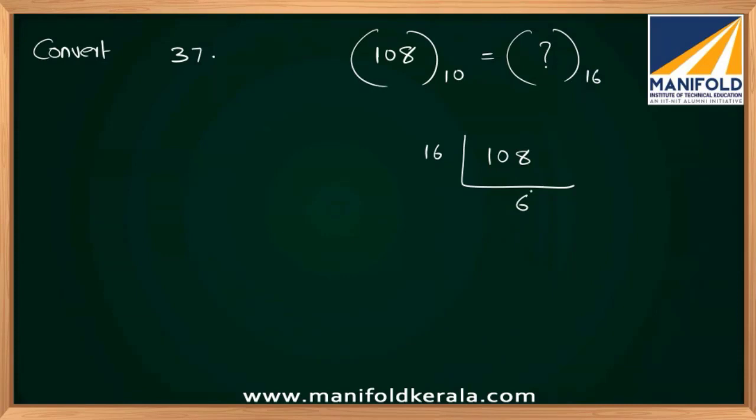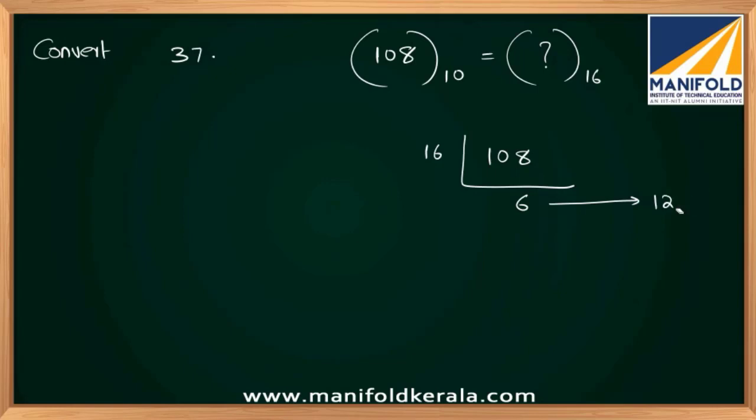Right? What is the remainder here? I think 6 times 16 is the nearest multiple, so it is 96. And the remainder is what? Is it 14 or 12? It is 12. Now, should I write 12 here, or the corresponding symbol in hexadecimal?